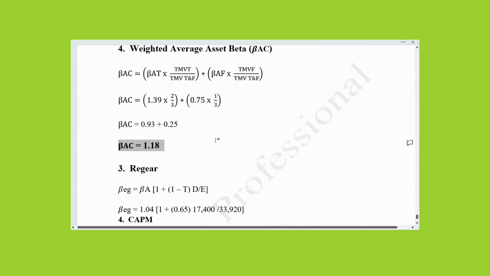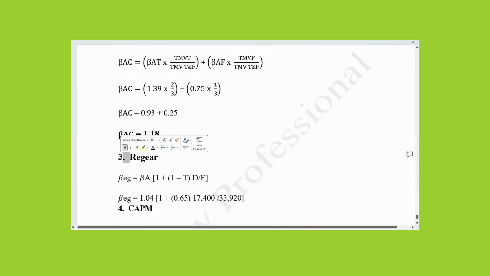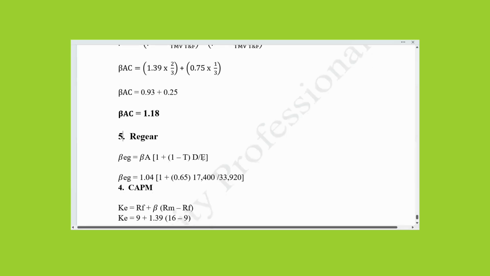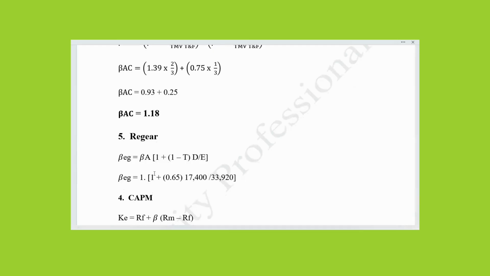Then step 5 now. Step 5 is to regear. The formula to regear will depend on whether debt beta is given or debt beta is risk-free. Since we are told in the question that debt beta is risk-free, this is the formula we are going to use. The beta I calculated in step 4 is 1.18. Then 1 plus 1 minus tax. Tax rate is 40%, so we have to account for 60%.